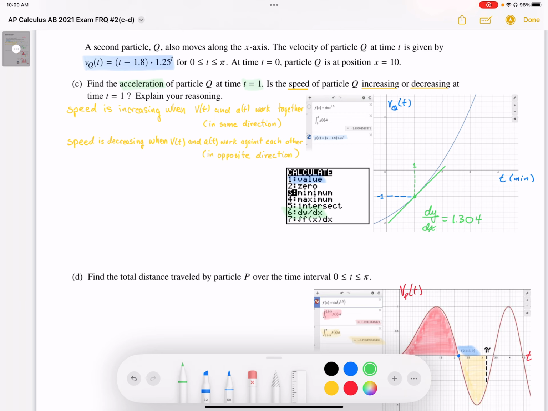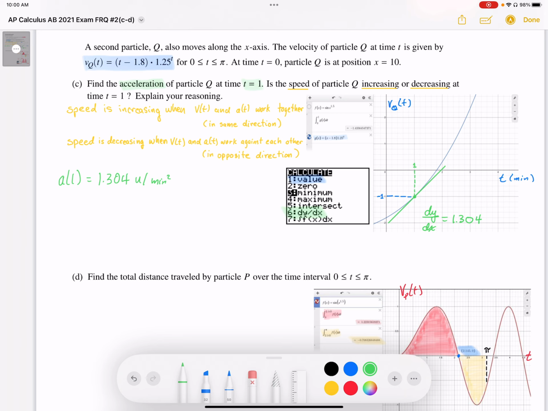The acceleration, so I'm going to call that a of t, or a of 1, is equal to 1.304. Okay, and that's going to be in units per minute squared. They don't actually give us the units, but it's the distance units per minute, or per time squared. So that's our acceleration.